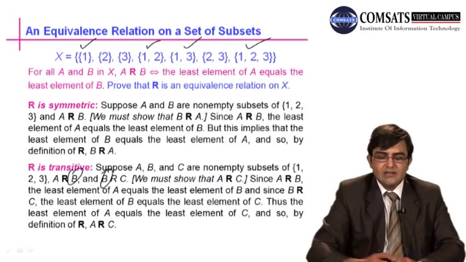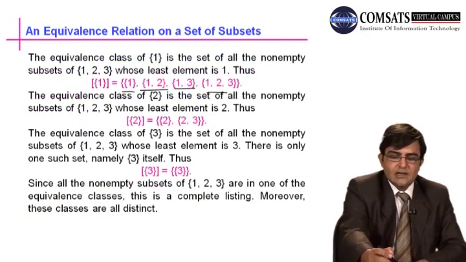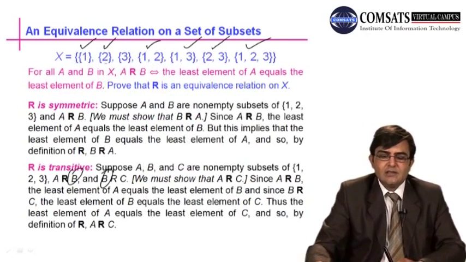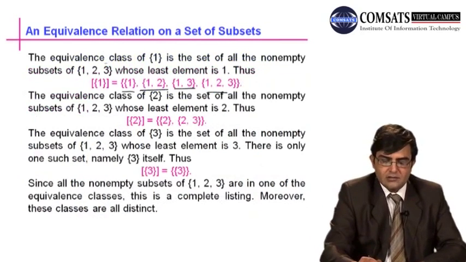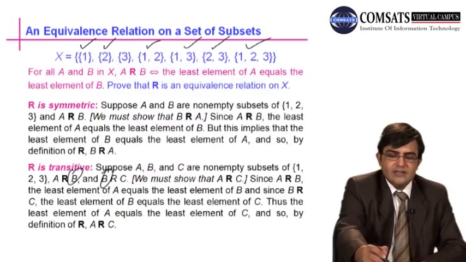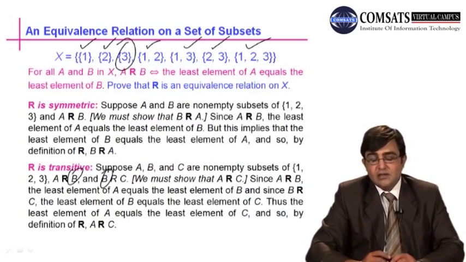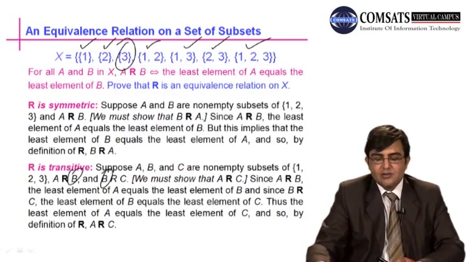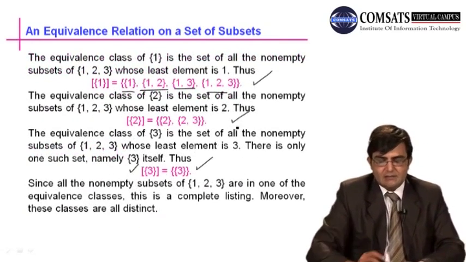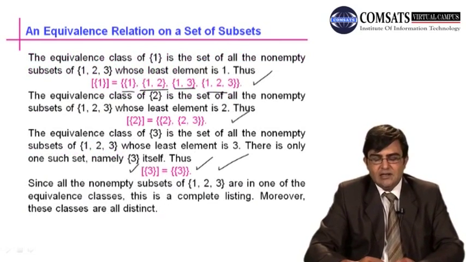Now the equivalence class for 2 contains this set and this set, because the least element in these two sets is 2. Now for this element, the equivalence class contains only this set, because there is no other set in which the least element is 3. So we have this equivalence class, this equivalence class, and this equivalence class. This is how we can calculate the equivalence classes of a relation.